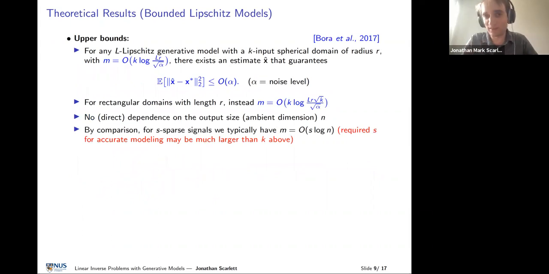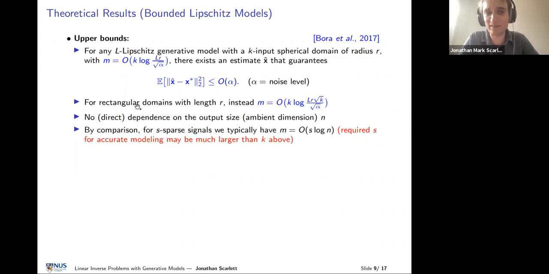So yeah, it's simplified with all these assumptions, but you can see that paper for the more complex version. Essentially it says that if you have an L-Lipschitz generative model, if you want to bring your estimation error down to the noise level, I'm just letting alpha be the level of the Gaussian noise added, the number of measurements is basically k log L. There are some other terms in the log, but L is by far the most significant. So essentially k log L is the complexity of their upper bound.